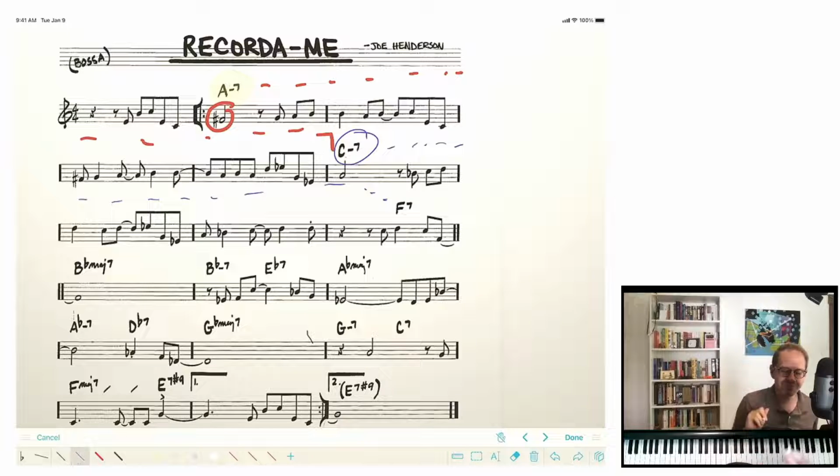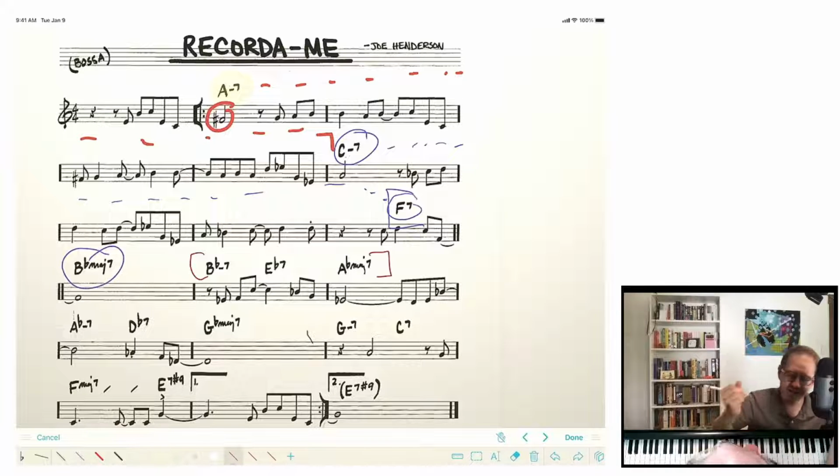But then what happens? And so when I say that Recordame is such a great example of mixing a modal and tonal approach, then we actually do go to the 5. We go 2, C minor 7, 5, F7, 1, B flat major 7. And this sets off a cascade of 2-5-1s.